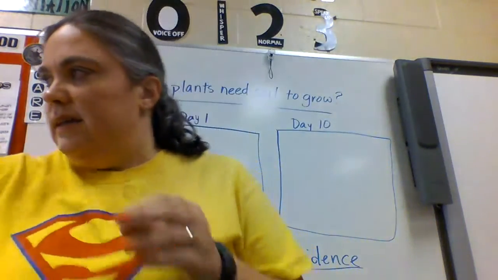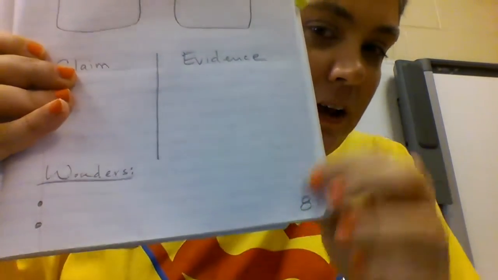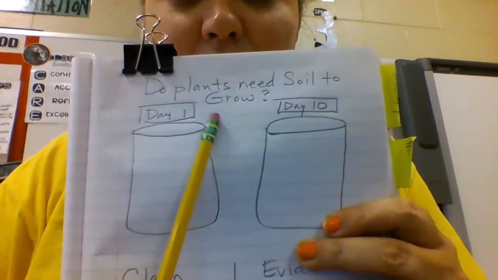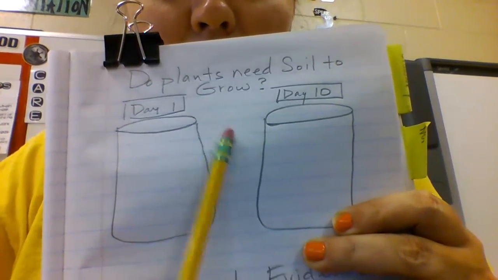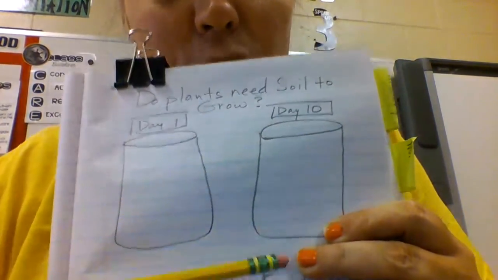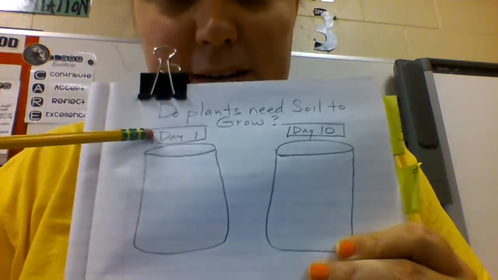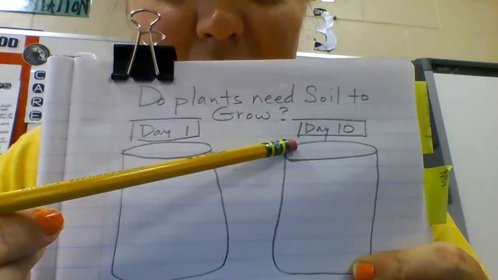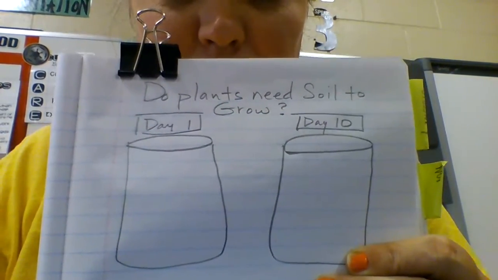All right. Now you need to flip to that page, to page 8. Oh, look, there it is. And you need to set up your journal page with our title, Do Plants Need Soil to Grow? After you write the title, I need you to draw me 2 baggies. These are baggies that I drew. And above one, it says day 1. And above the other, it says day 10. Okay, so pause the video, copy this down.